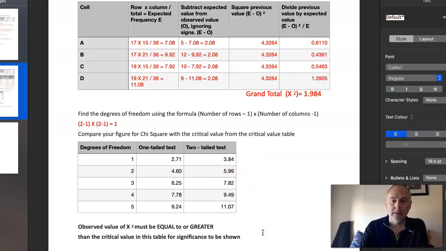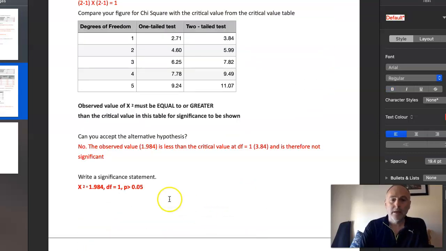Oh dear, right then, so what does that mean? The next question says, can you accept the alternative hypothesis? Sadly, no. The observed value 1.984 is less than the critical value at df equals 1, that's 3.84 in that particular case, and is therefore not significant. Hopefully you can see that. Here's our significance statement: chi-squared 1.984, df equals 1, the probability is greater than 0.05, so that's another way of showing a non-significant result.